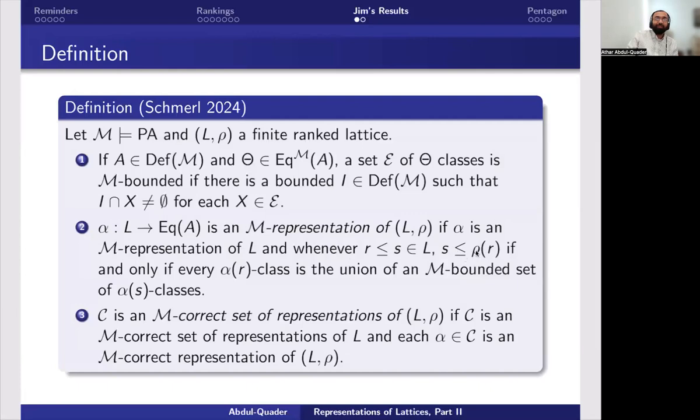is below the rank of R. Okay, so what does this mean? This is going to say that the Rth model is going to be cofinal in the Sth model, right? M of R is going to be cofinal in M of S, if you think like that. So in this example, you might think of 0 versus A, right? M of 0 is going to be cofinal in M of A, if every alpha of R class is the union of an M bounded set of alpha of S classes.